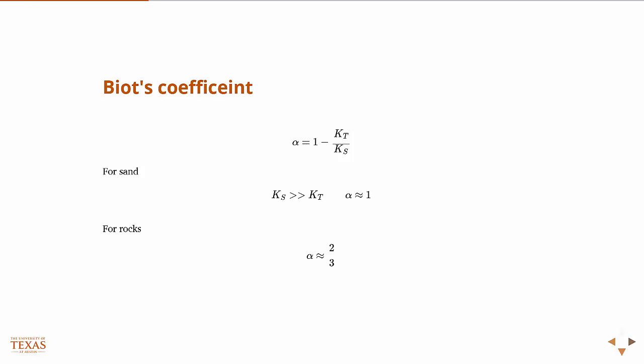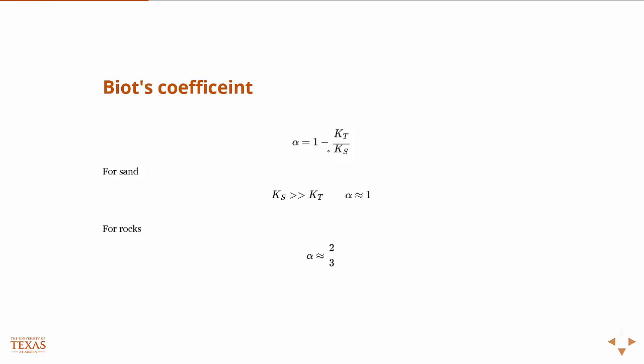So in this case, the total bulk modulus is much, much less than the bulk modulus of the quartz in my sand example, right? And so in that case, because KT over KS is roughly zero, the Biot's coefficient is approximately 1. And if you have a Biot coefficient approximately 1, the Terzaghi definition of effective stress that we've been using is quite a good approximation, right? And that's why that's all we've talked about thus far, because for most conventional reservoirs, it's a good approximation.